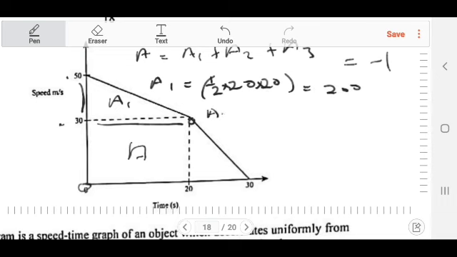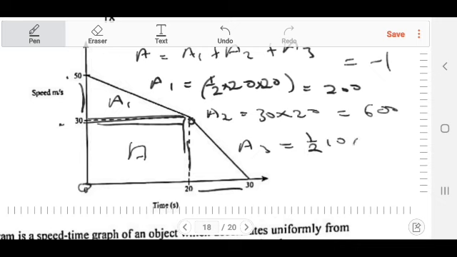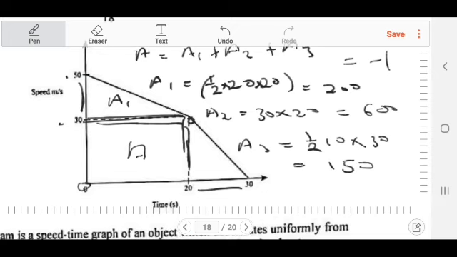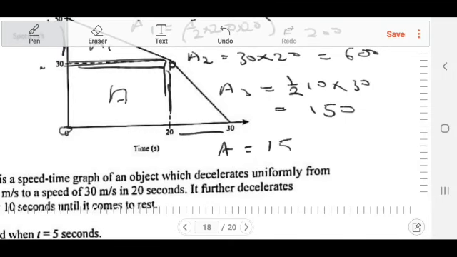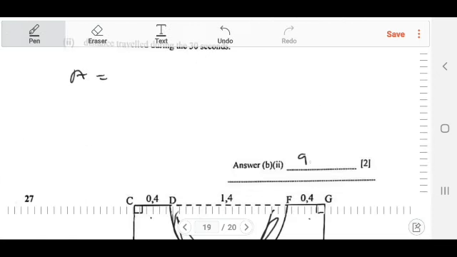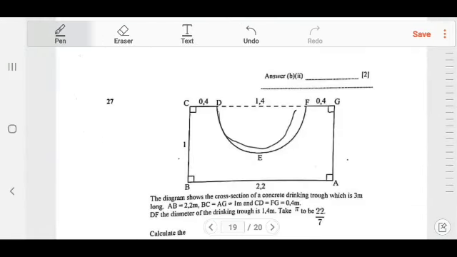200. Then A2 equals length times width, which is 30 times 20, which is 600. Then A3 equals half, our base is 10 times our height, which is 30, which will give us 150. So our area now equals 150 plus 600 plus 200, which equals 950. So here it is 950 meters. Okay, this is number 27.